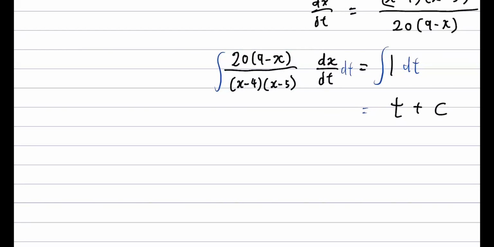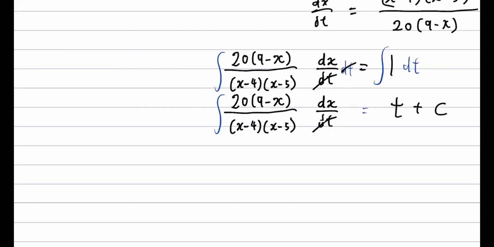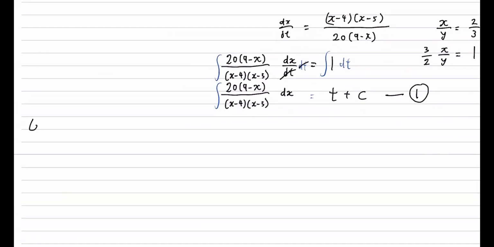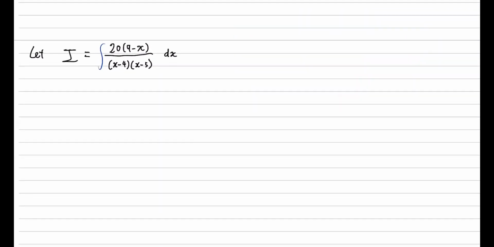I see that we got 20 times 9 minus x. You know what? Let's just rewrite it first, like this. Here's how I'm going to present it. I'm going to pause here. I'll call this equation 1. Then I'll say let, I need a new page. Let I be the integral. Okay, let I be this integral. Okay, then we're going to work on this I.